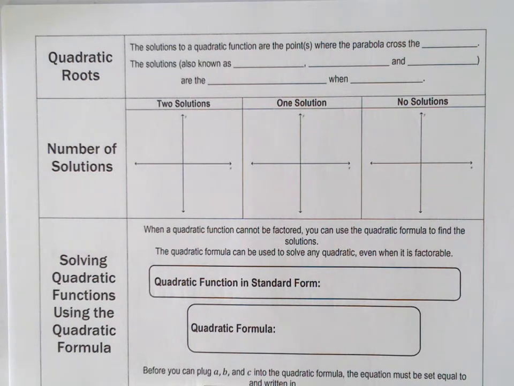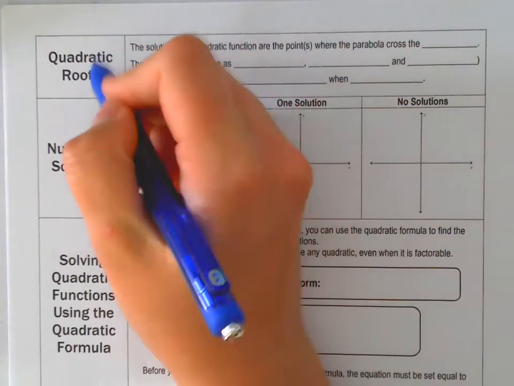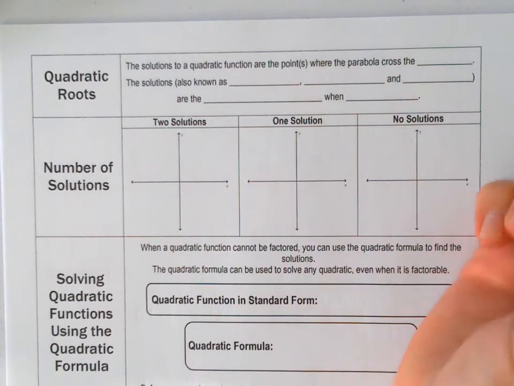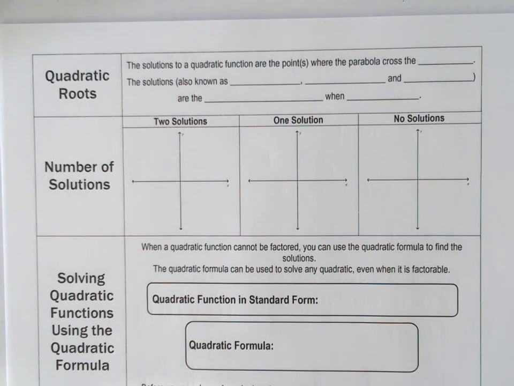Okay, so let's get into reviewing our first part, quadratic roots. The solutions, remember, roots and solutions are essentially the same word. They're synonyms. So the solutions to a quadratic function are the point or points where the parabola crosses the x-axis.